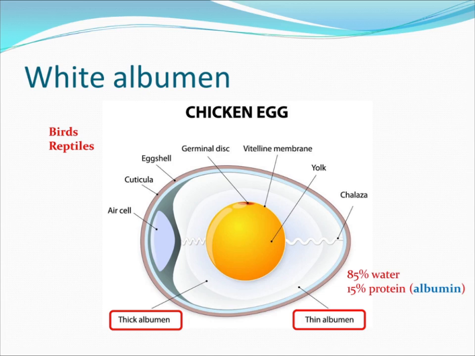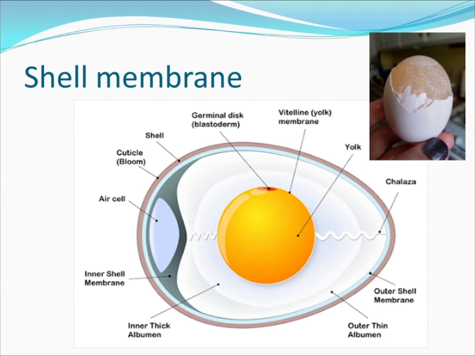albumin. You notice the difference in the spelling. The layer is called albumen, ALBUMEN, and the protein which is present in this layer is called albumin, ALBUMIN.